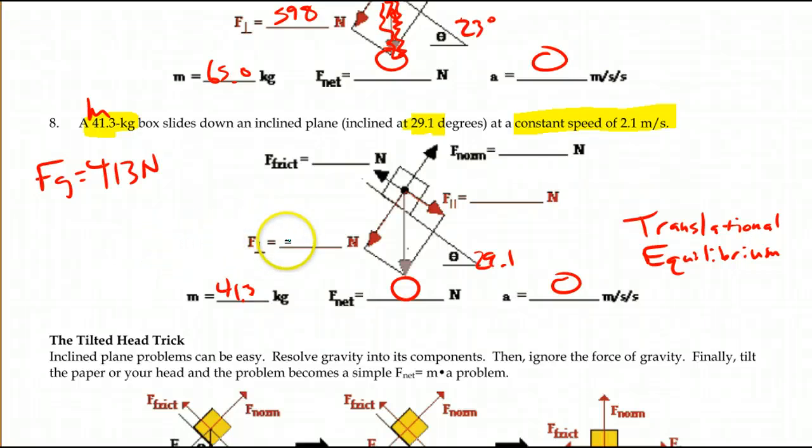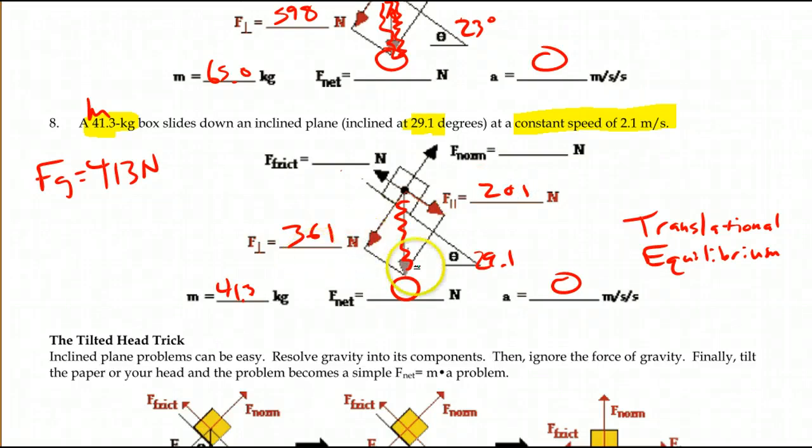All right, again, with the incline, the first thing you have to do is take this gray force and turn it into its two perpendicular forces. For the perpendicular component, we're going to take the cosine of the angle, 29.1 degrees, and multiply that by the weight of 413, and rounding to 3 significant figures, we're at 361. For the parallel force, we're going to take the sine of 29.1 and multiply that by 413 newtons. We're going to round that to 3 significant figures, and we're looking at 201 newtons.